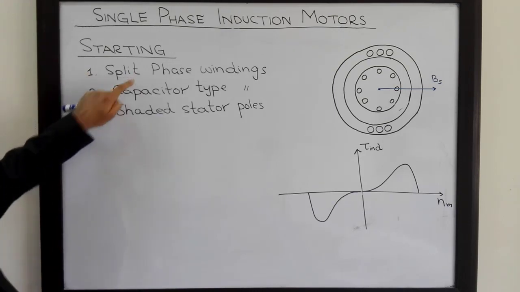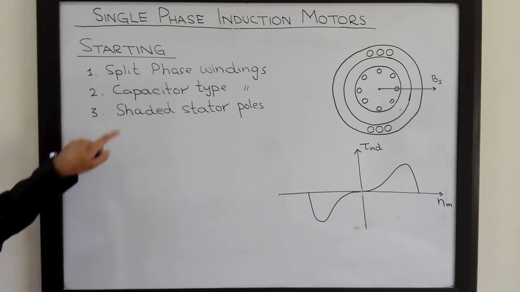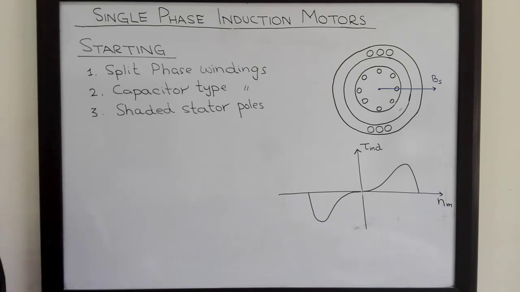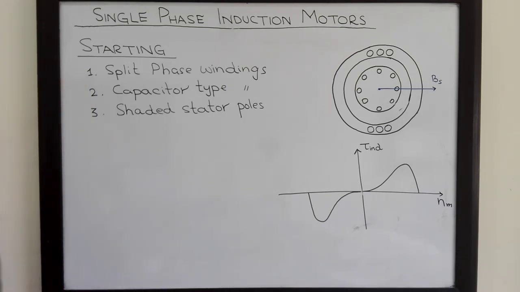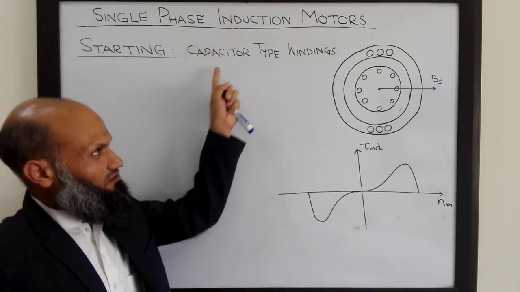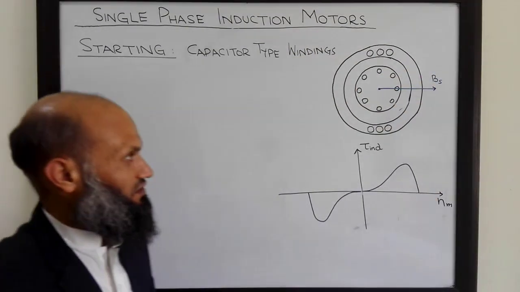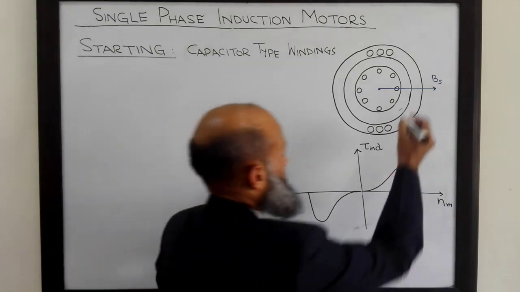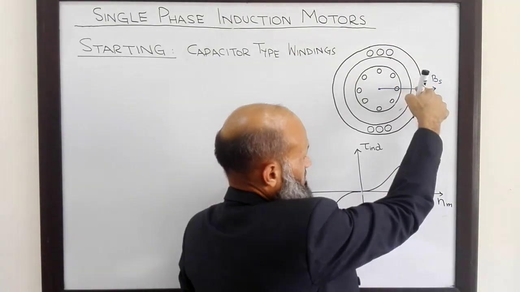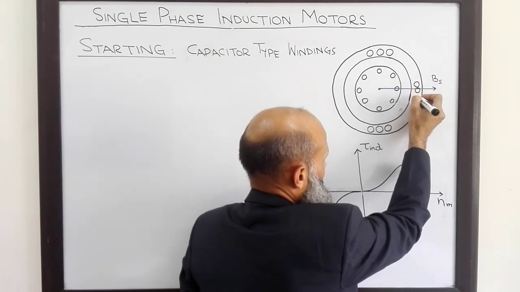We can use split phase windings, we can also use capacitor type windings, and we can also use shaded stator poles. We start our discussion with this solution, that is capacitor type windings. With this arrangement, what we do is, in addition to these main windings on the stator, we add auxiliary windings on the stator as well. The auxiliary windings are placed at 90 degrees to the main windings.